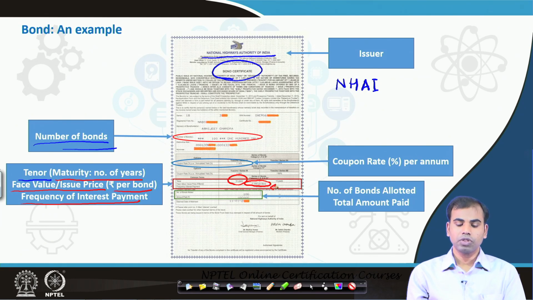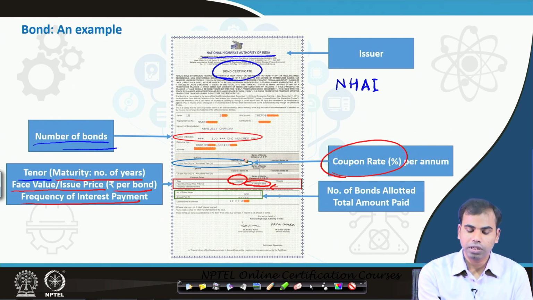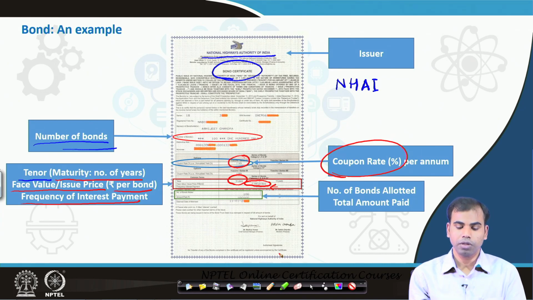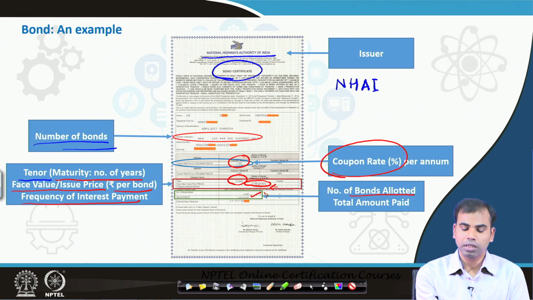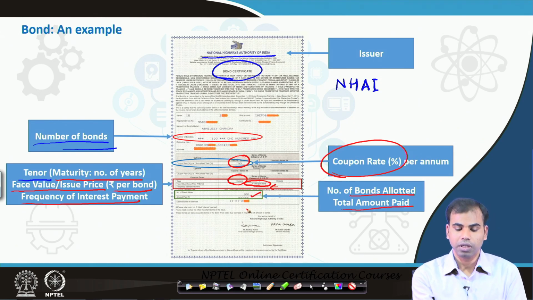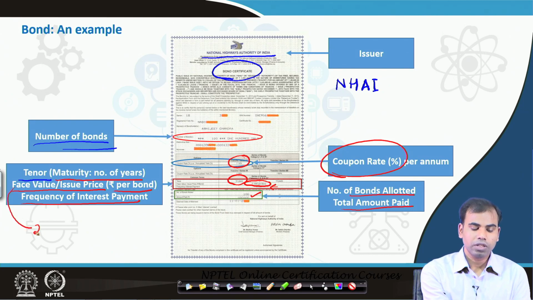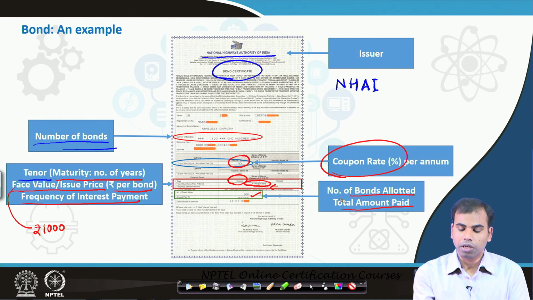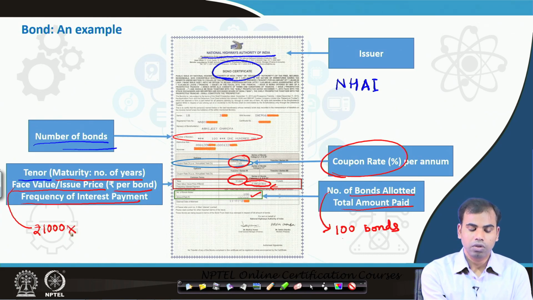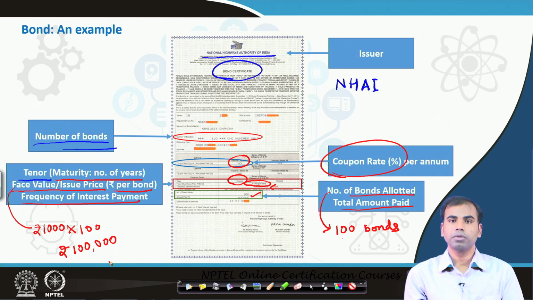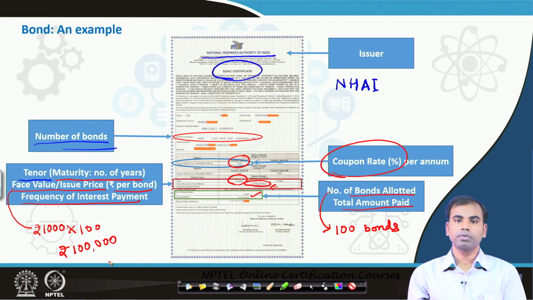So, these are other factors that we should consider. At the same time, we should also be interested in knowing the coupon rate per annum. The coupon rate given here is 7.14% for this particular bond, the number of bonds allotted is 100, and the total amount paid is 1 lakh rupees. So, the face value is 1000 rupees per bond, and the number of bonds allotted is 100, which means you have paid 100 into 1000, that is rupees 100,000 in terms of the total value of the bonds. If you are holding this bond, every year you are going to get 7.14% coupon paid annually. So, this is how a bond looks.